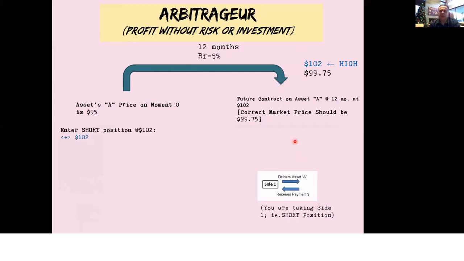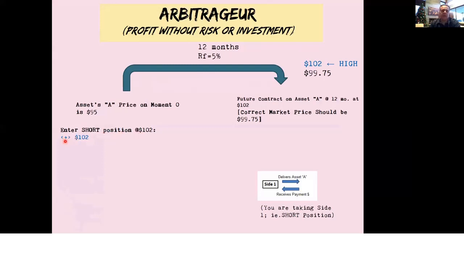So that means that you're going to take a short position, because you will take that payment, you will receive that, and you will have to deliver an asset. In this example, let's call it asset A. So at time 0, again, the arbitrager observes this abnormal price. So he takes a short position.